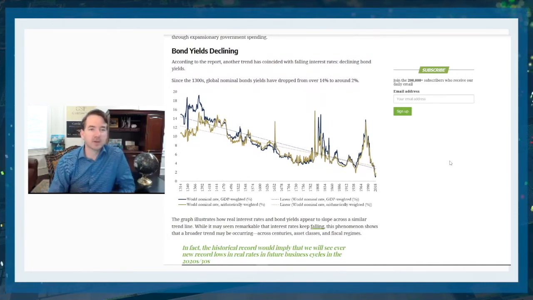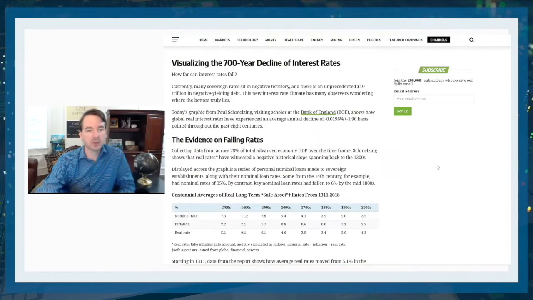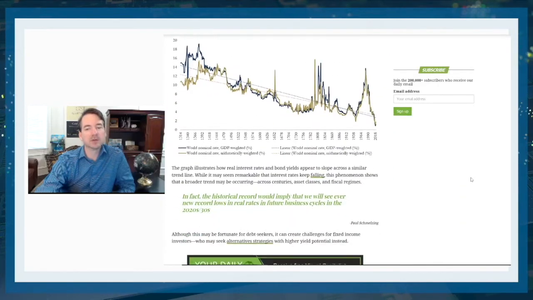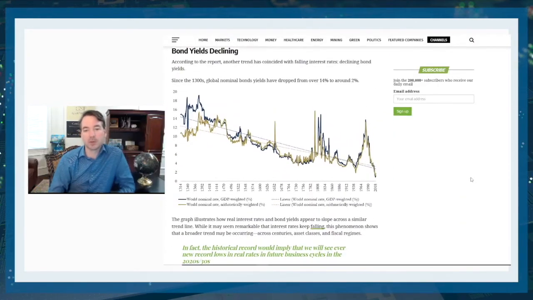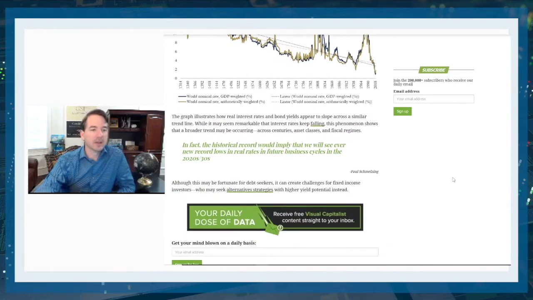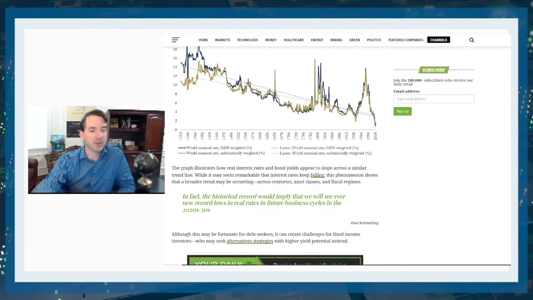You can see that since the 1300s, global bond yields fell from around 14% to 2%. So very close to what we saw in overall interest rates, although interest rates started at 15 and went to closer to zero, just over zero. Bonds went 14 to 2, suggesting that the banks still want a little bit of rate of return on their money, but they do have to follow the overall trends in interest rates over time. That graph illustrates how real interest rates and bonds appear to slope across a similar trend line. And we'll get to what real interest rates are in a moment.